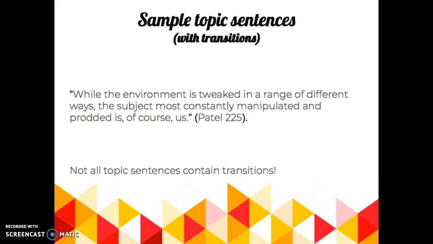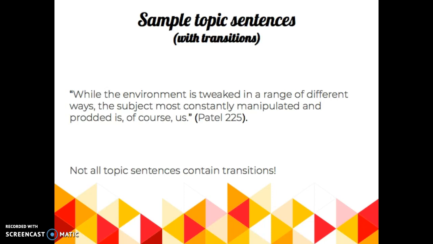So here's the first topic sentence we're going to look at, and this is another one by Raj Patel. "While the environment is tweaked in a range of different ways, the subject most constantly manipulated and prodded is, of course, us." So here we see the word "while," and that is one of those transitional words that is negating. What this means is that what was talked about in the previous paragraph is probably going to be different than what is being talked about in the next paragraph.